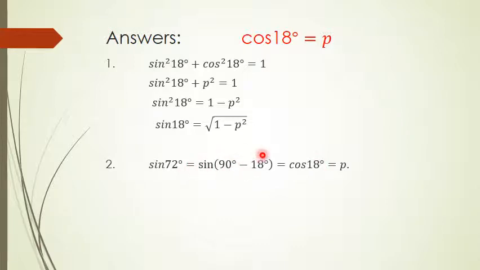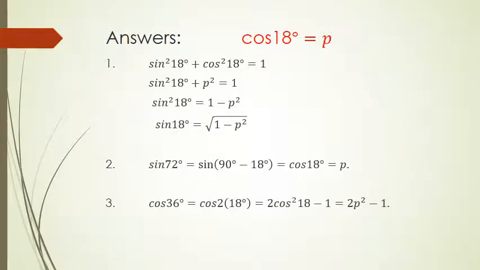Remember, the reduction formula which uses 90 degrees will change the function. Sine of 90 degrees minus 18 degrees is equal to cosine 18 degrees. And observing that we are given cosine 18 degrees, which is P, we make the last substitution here. Sine 72 degrees is equal to P.